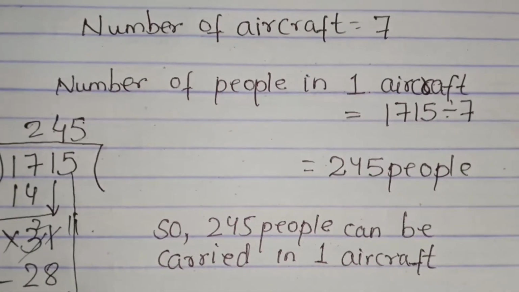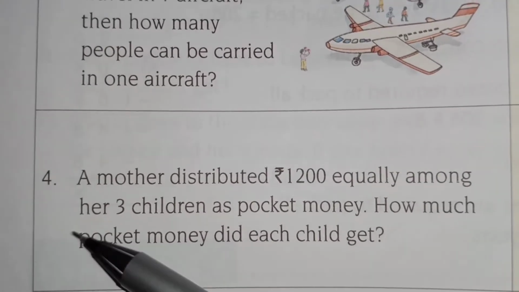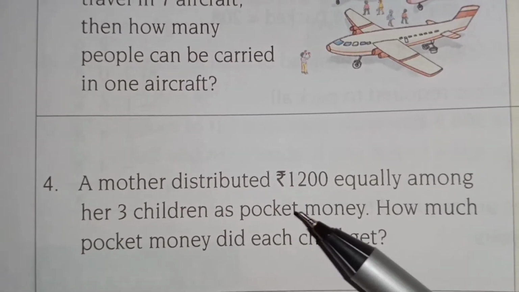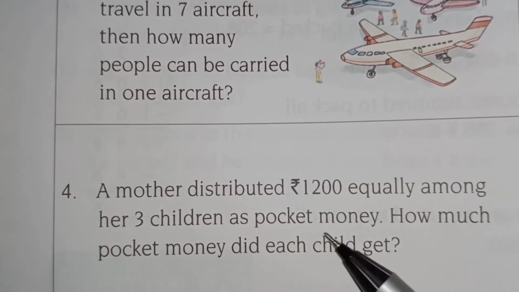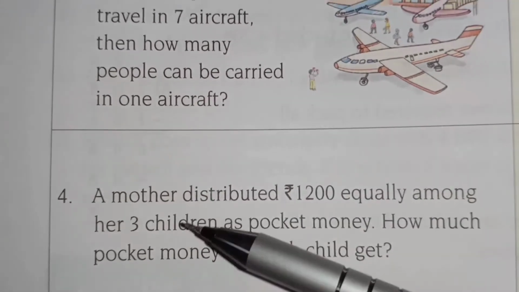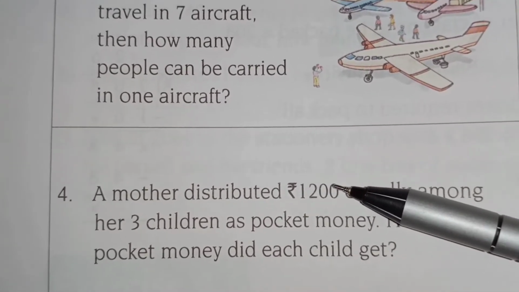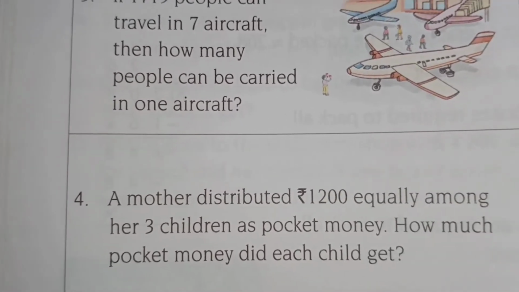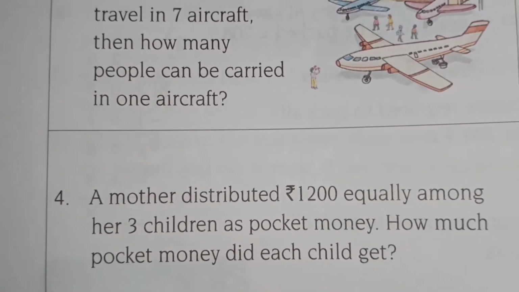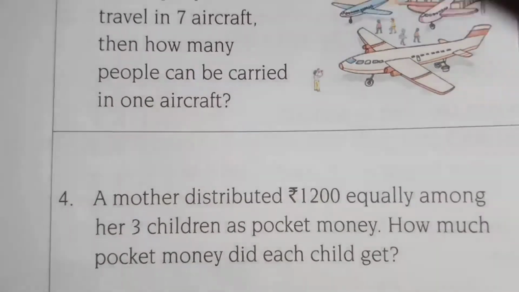Okay, now let's see the other question. Question number 4 will be your homework. Okay, so let me explain this. Okay, a mother distributed 1200 rupees equally among her 3 children as pocket money. How much pocket money did each child get? Now here mother has distributed 1200 rupees equally, not that more less, not like that, equally she have distributed. She have given the same amount to her 3 children. Okay, so we have to find here that how much did one child get.